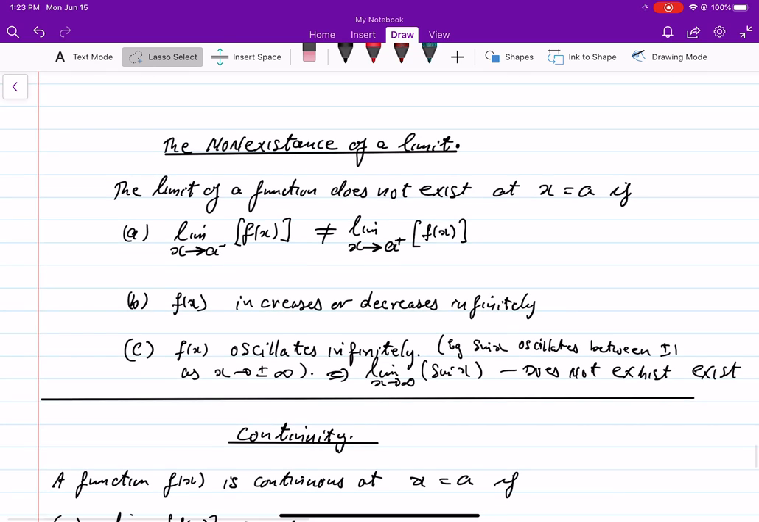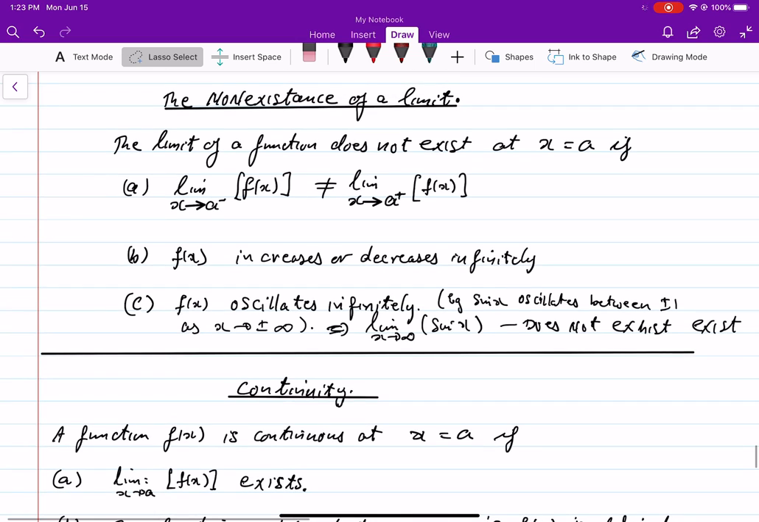Right, so the limit of a function does not exist at x equal a if the limit as x approaches a minus of f of x is not the same as the limit as x approaches a plus of f of x. And b, the limit does not exist if f of x increases or decreases infinitely. That is, the function has a vertical asymptote. You'll see in several of the examples that I'm going to do a little later on.